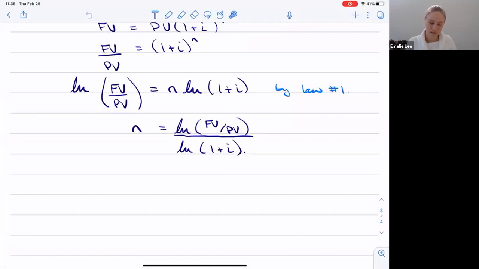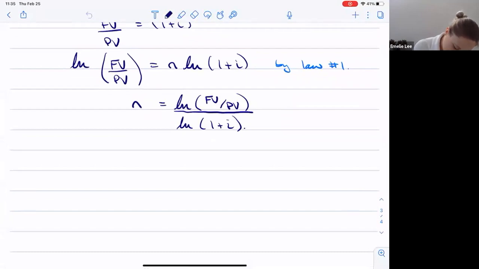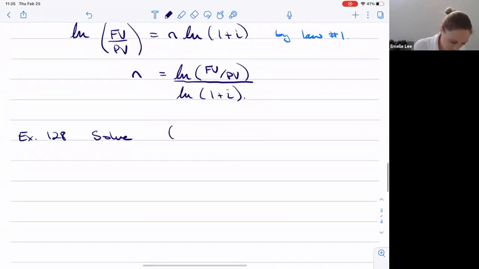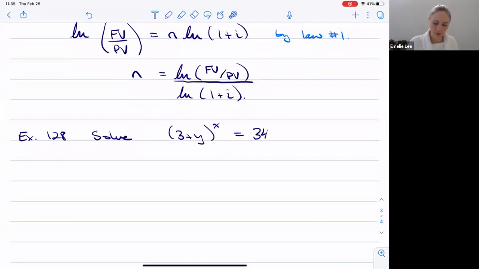Okay, let's do another example. This is example 128 from your textbook. Solve 3 plus y to the power of x is equal to 34. Notice that here we've got two variables, right? So I'm going to tell you which one to solve for.